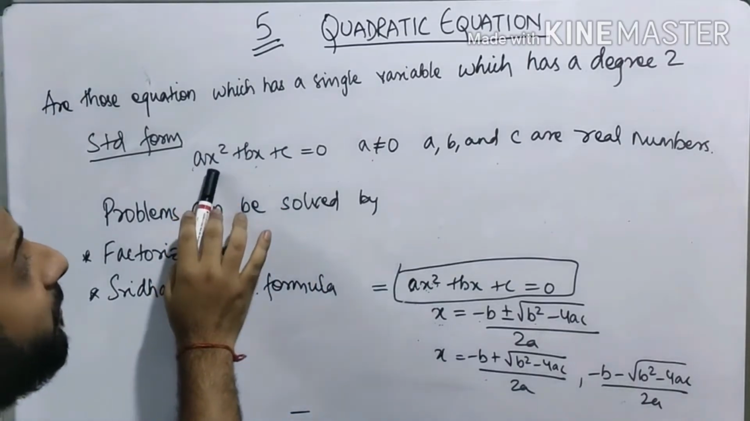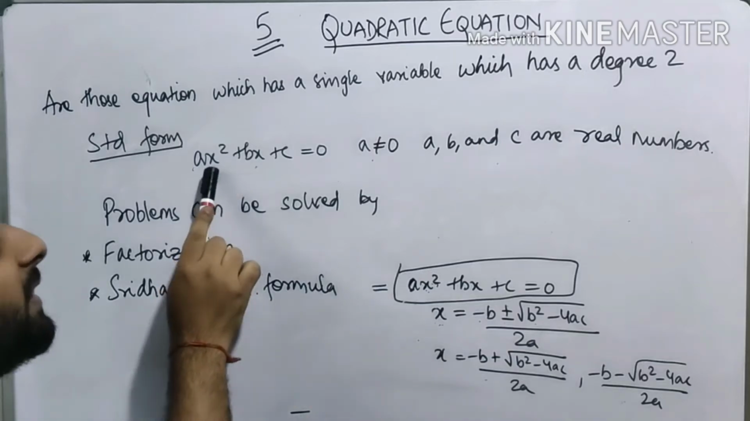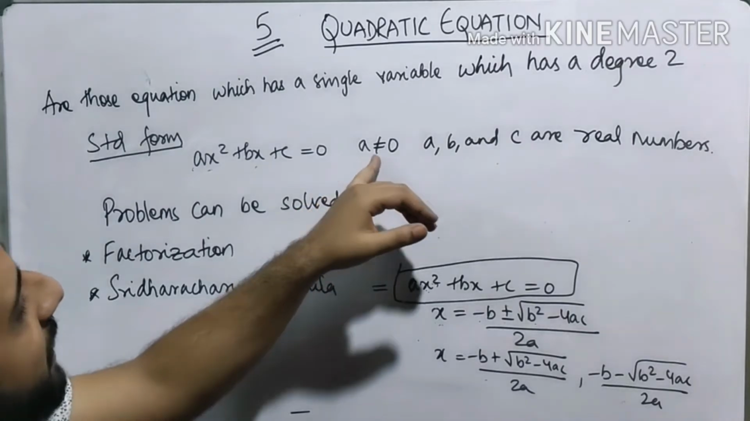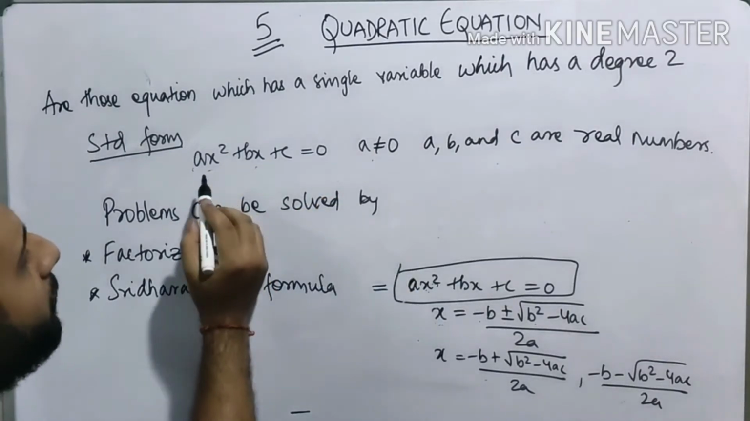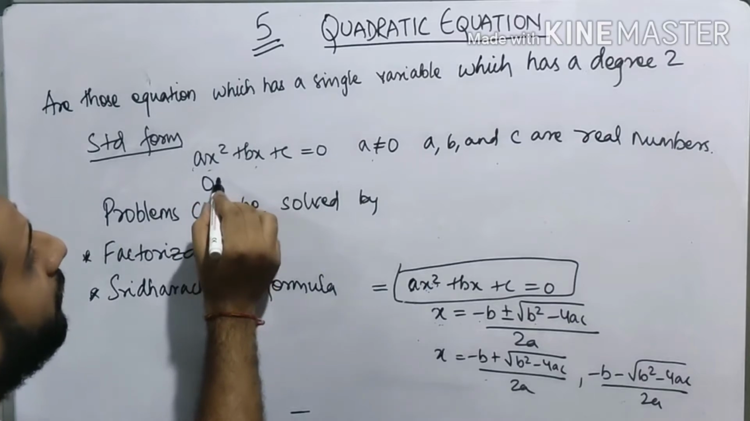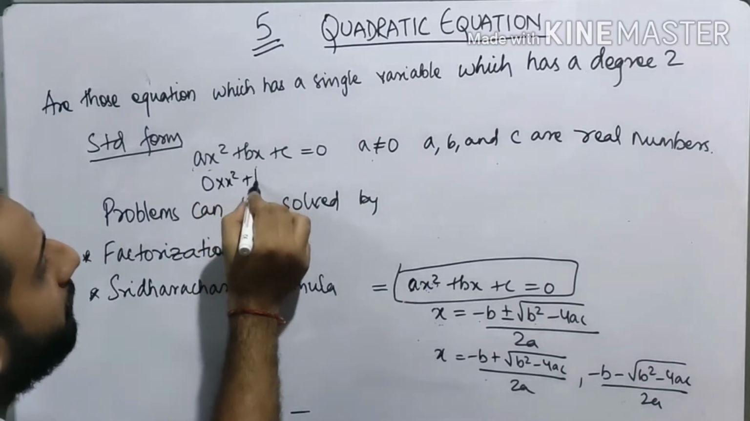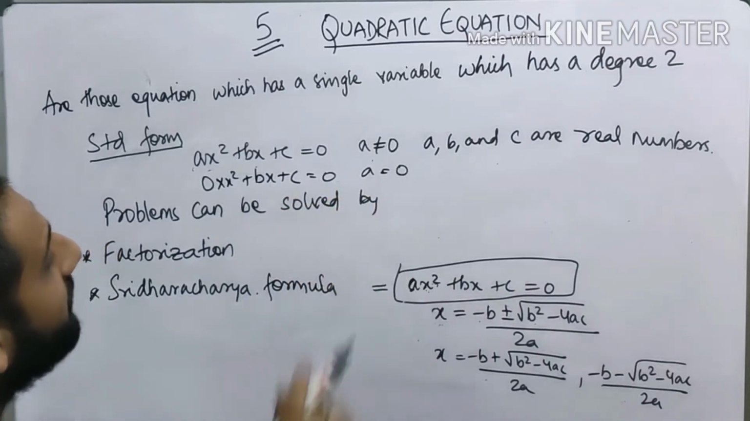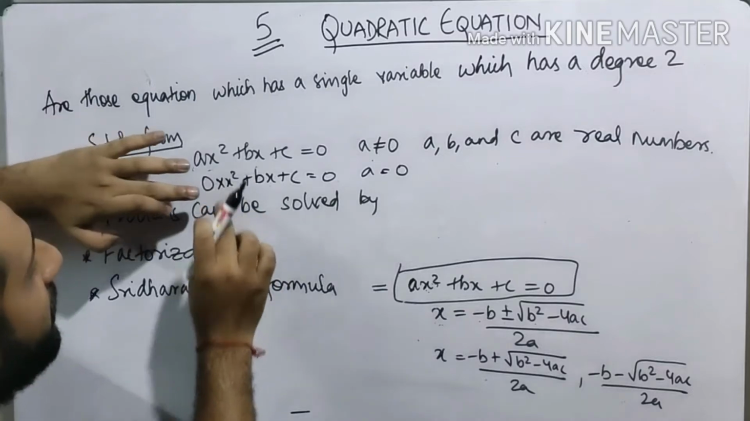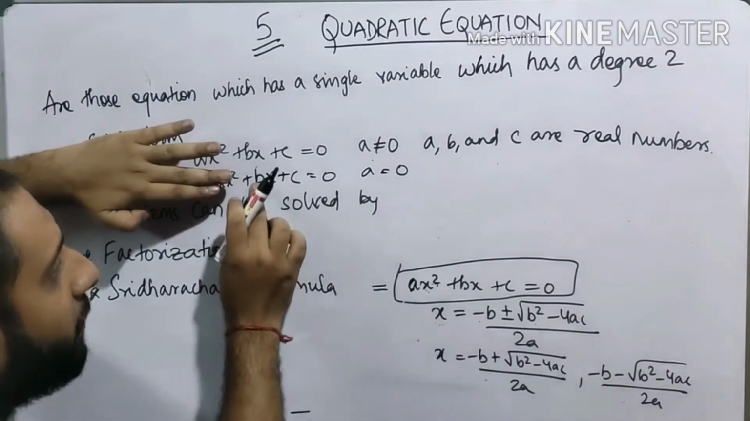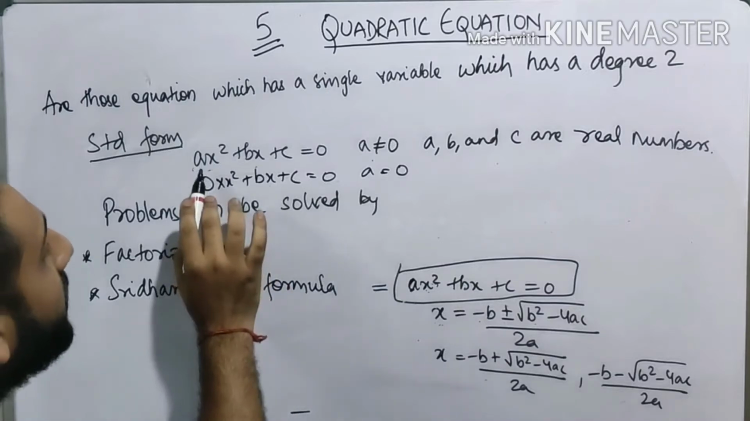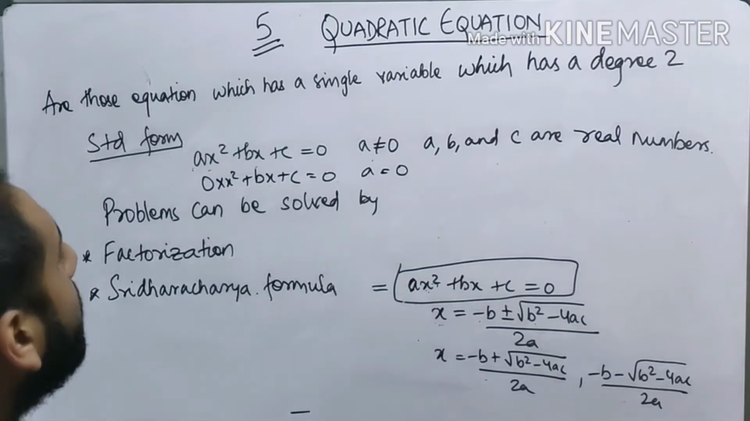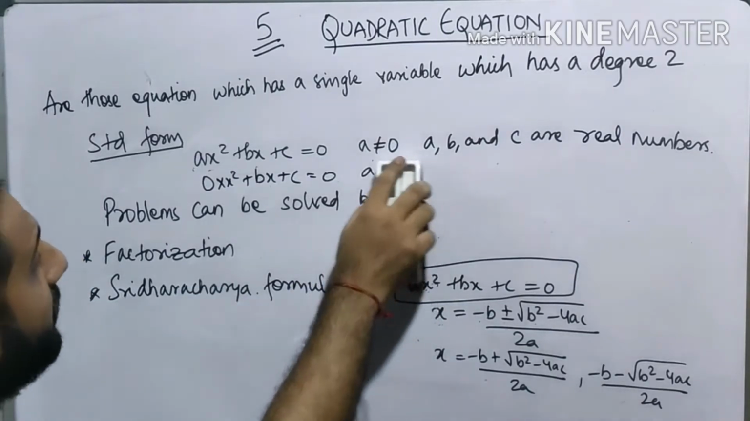What is the degree of the variable? You must see that the highest degree of the variable is 2. This is a quadratic equation. And a must not be equal to 0. Suppose a is 0, then this becomes 0 into x² plus bx plus c equals 0. Then x² into 0 is 0, so this no longer becomes a quadratic equation; it becomes a linear equation. So a must not be equal to 0, and the degree of the variable must be 2. Those are quadratic equations.